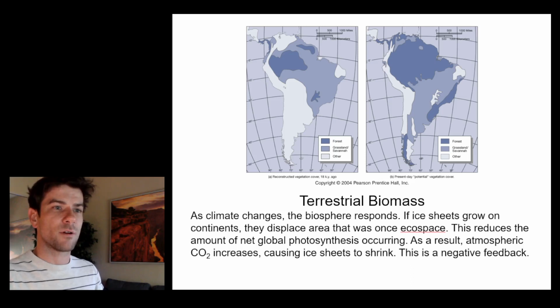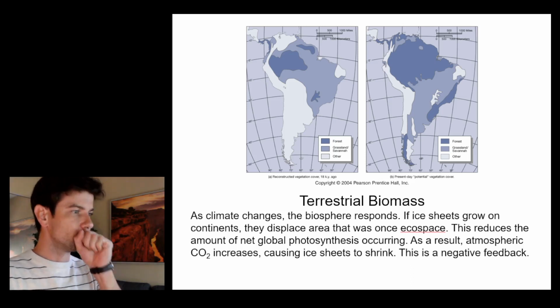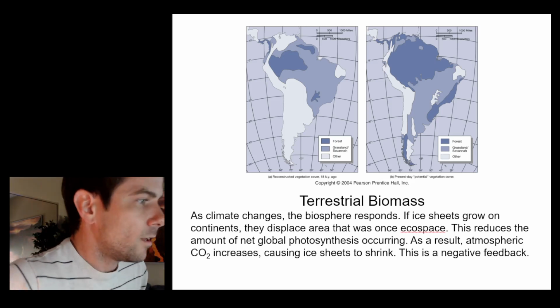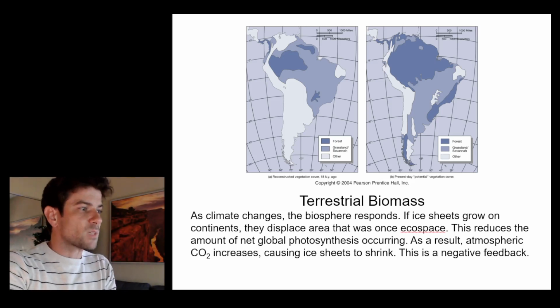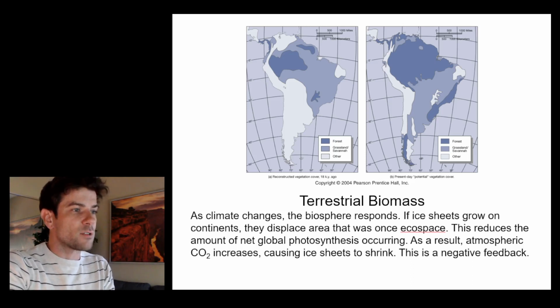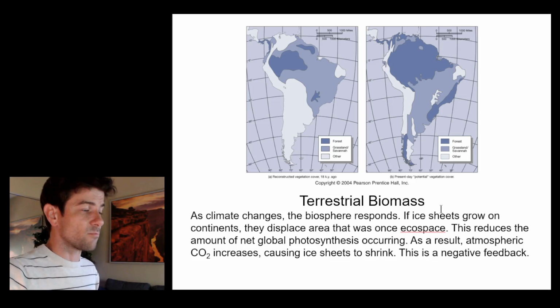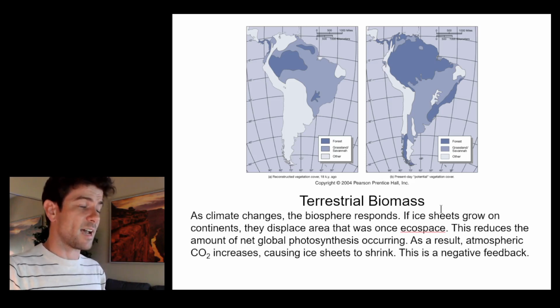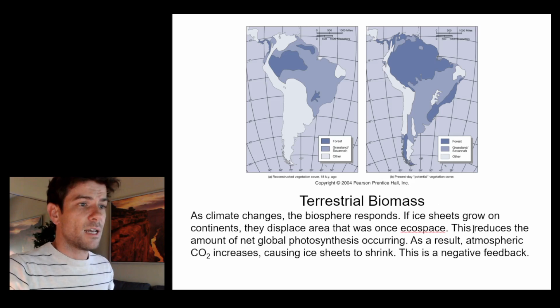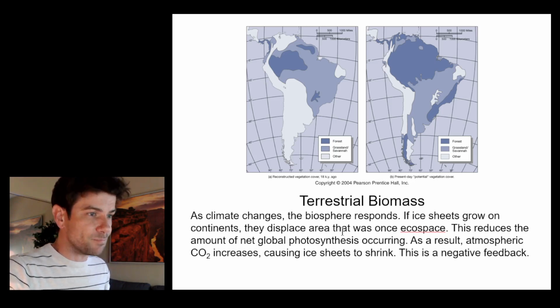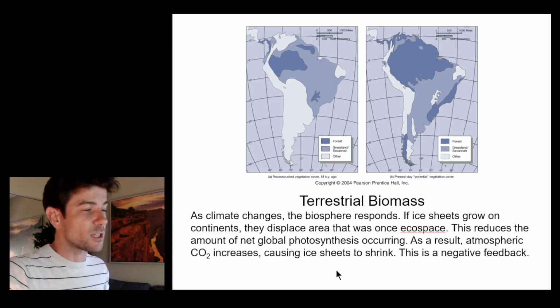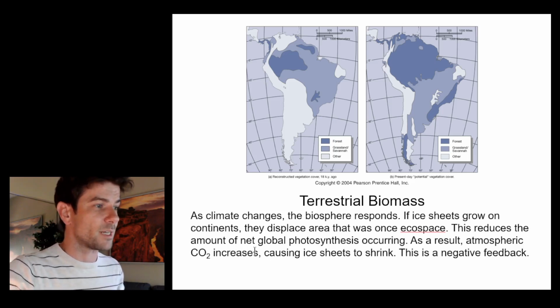So we've got a few more, well, 2 more really. The next one is terrestrial biomass. All right, and so as climate changes, the biosphere responds. If ice sheets grow on continents, they displace area that was once ecospace, right? It was once area that was available for temperate forests and things like that, right? To live. And so this reduction in the net global photosynthetic production results in atmospheric CO2 increasing, right?